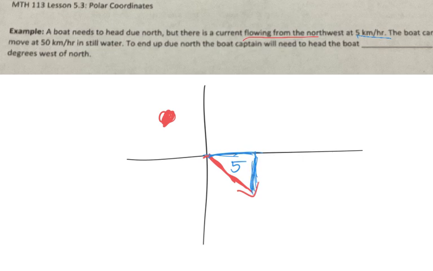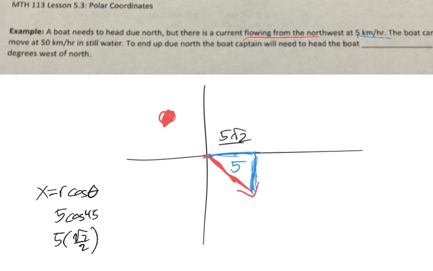So how could I find these components? You could find the x by doing r cosine theta. So here that would be 5 cosine 45. Cosine of 45 is radical 2 over 2, which means this is 5 radical 2 over 2. Everybody's good with that? That's going towards the right. So now going down would be negative 5 radical 2 over 2 because it's isosceles, because it's a 45-degree angle, because we're going exactly southeast.